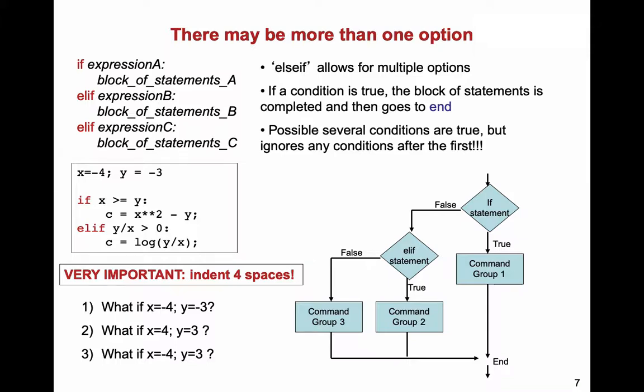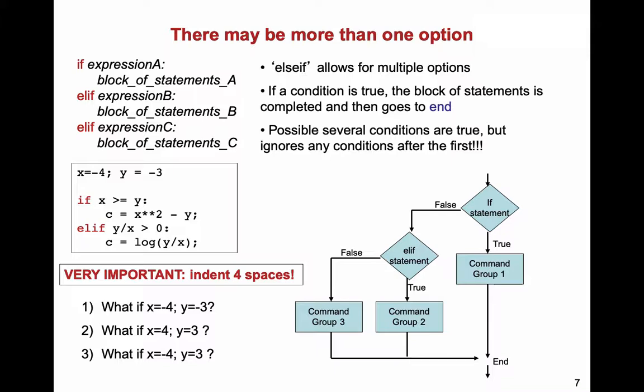Okay? So basically, I could have if some expression, and then there's a block of statements that belongs to it. Else if, which is short elif, I have another expression, and then a block of statements that matches it. Else if, elif, another statement. I could keep going like that. And there could be an else at the very end that catches it all. If nothing above is true, I can catch it. But let's try this one.